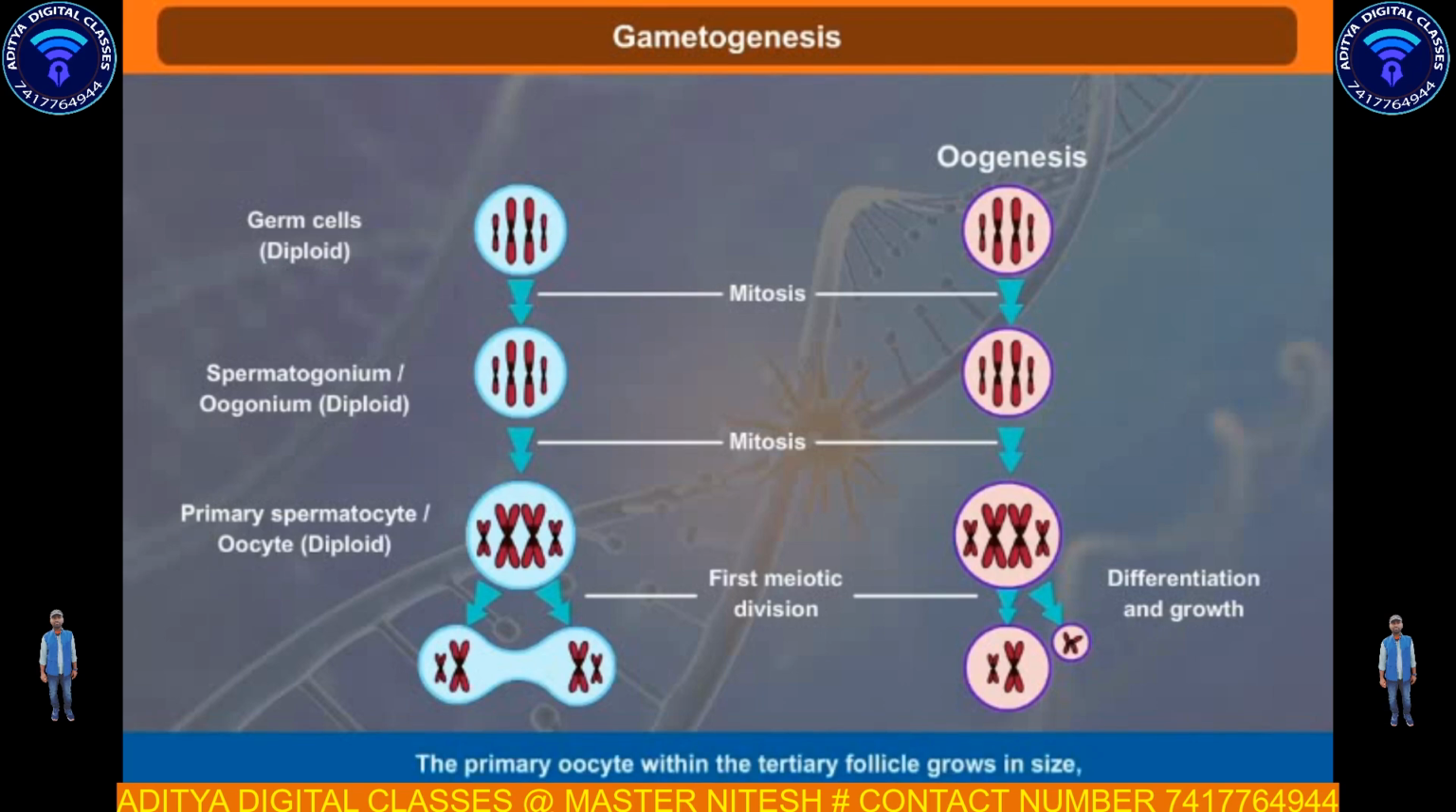The primary oocyte within the tertiary follicle grows in size and completes its first meiotic division. It results in unequal division, forming a large haploid secondary oocyte and a tiny first polar body. The tertiary follicle changes into a Graafian follicle. The secondary oocyte forms a new membrane called zona pellucida. The Graafian follicle ruptures to release the secondary oocyte, ovum, from the ovary, which is called ovulation.